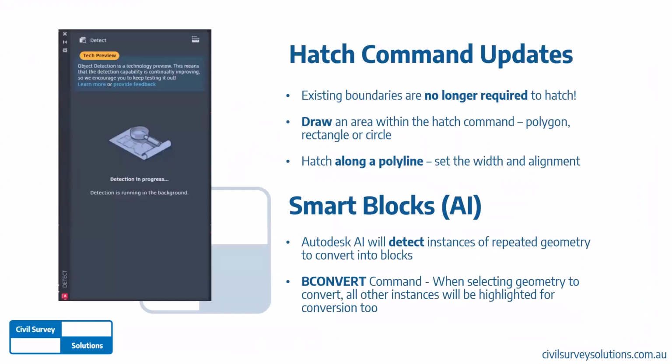So next up is a hatch command, which has been updated so that you no longer need to have a boundary to make a hatch. There's also been some changes so that you can make rectangles and circles very easily, and you can also hatch along a line and control the width and alignment.